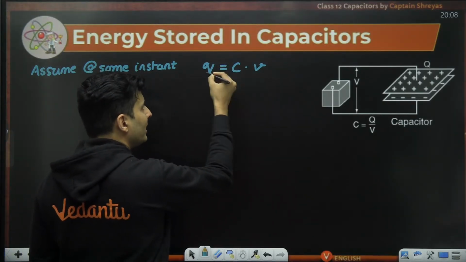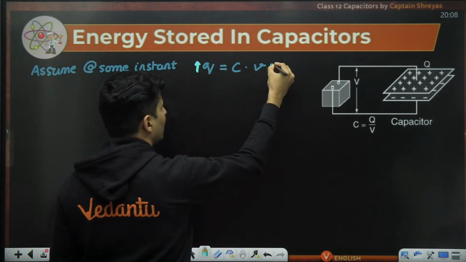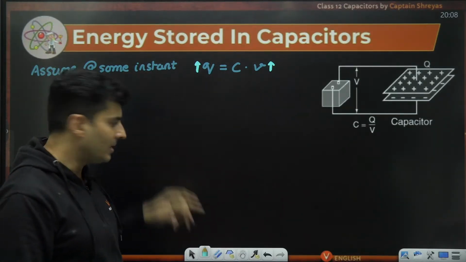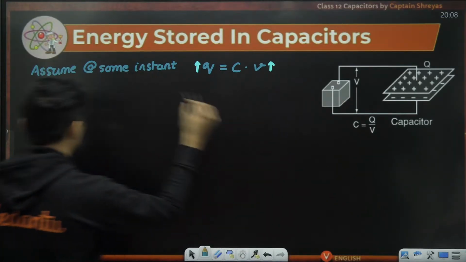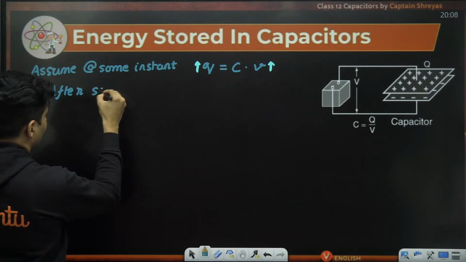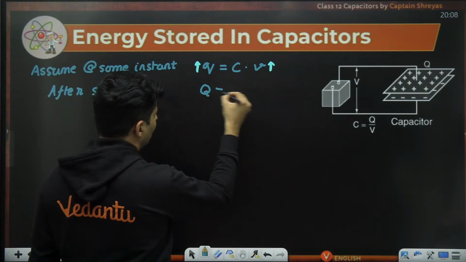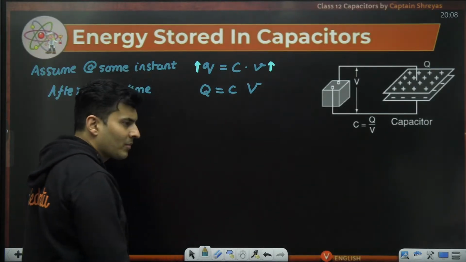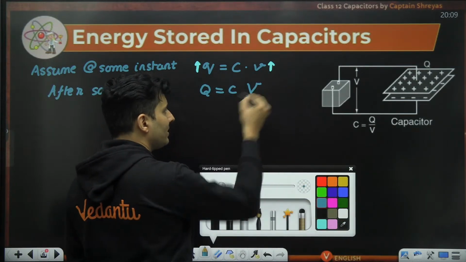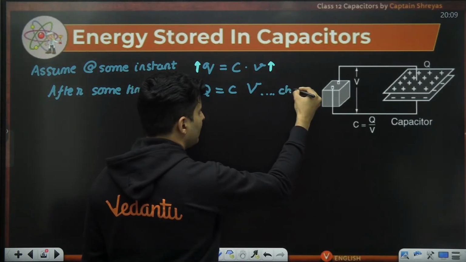So both of them will change as the charge increases, the voltage across it will keep on increasing, and slowly as the charge builds up, after some time, the final charge will be Q and the final voltage, let's say, will be V. So this is small v, this is capital V. So this is basically when it is already charged.